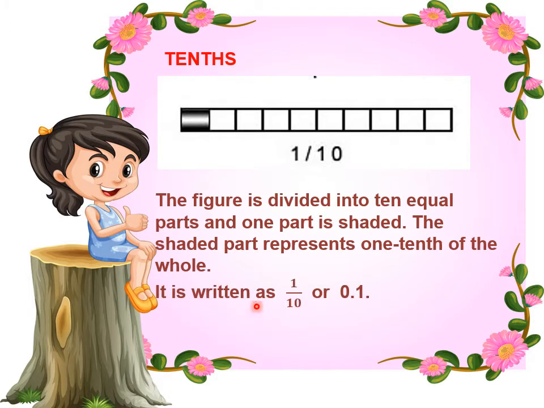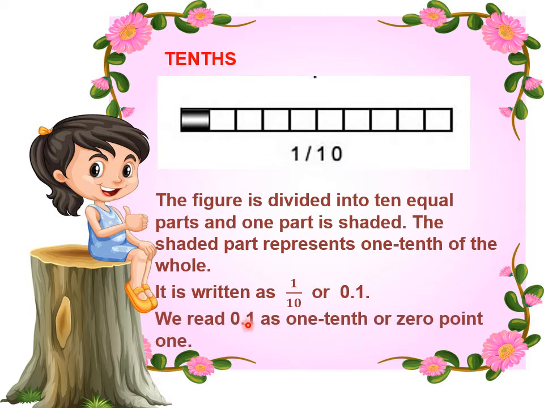It is written as 1 upon 10. In fraction we will write 1 upon 10 or in decimal we will write 0.1. In denominator 10 is there. So 10 is having how many zeros? 1. So in decimal, after the decimal point we will write 1 digit. Okay, numerator is 1. So we will write 0.1. We read 0.1 as 1/10. What we will read? 1/10 or 0.1.